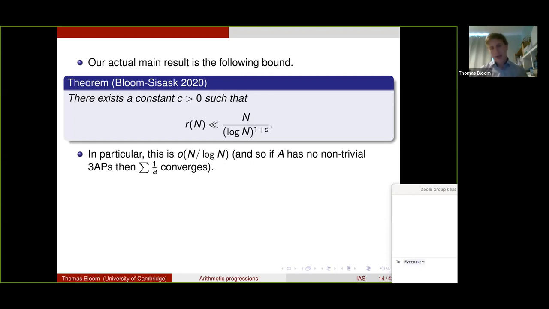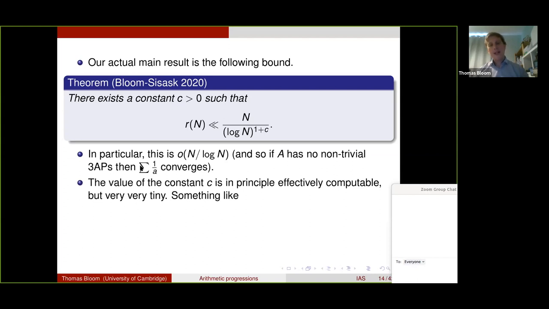Now it's an elementary undergraduate exercise in analysis to deduce from this density bound that if A has no non-trivial three-term progressions, then the sum of the reciprocals converges. So this density upper bound is really the main result here. The value of the constant c here is in principle computable. If one really wanted, you could sit down and go through every line of our paper and keep track of all the constants, but it would be a real headache to do, and it would be really, really tiny.